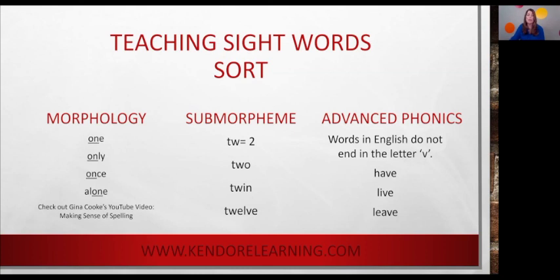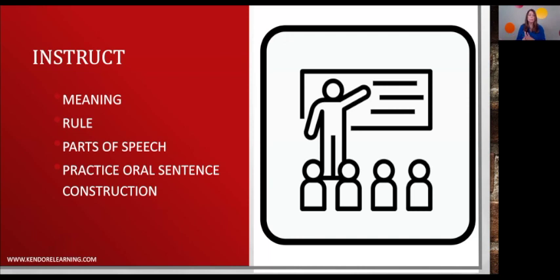Okay, so the first step would be, when we're going to introduce a sight word, we are going to instruct them in what the word is. We would put it up on the board, we would talk about it, we would say, here's the meaning, here's the rule, if there is a rule. If there isn't a rule, this is what we're going to have to figure out about it. We're going to talk about the part of speech. Can we use it as a noun? Can we use it as a verb? Is it an adjective? And demonstrate that for them.